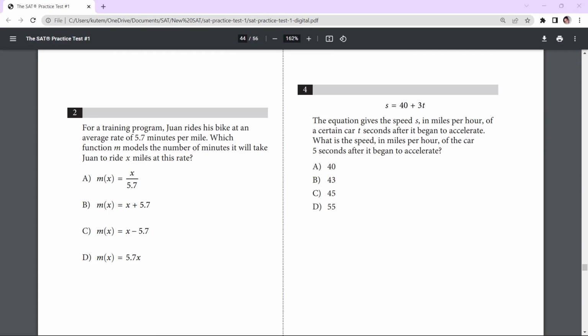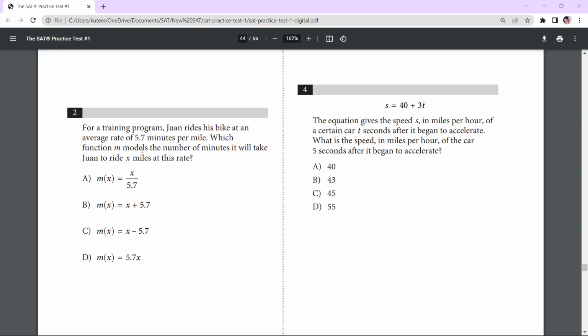So we've been told it's 5.7 minutes per mile. So this is our X. This is our M, right? We said it's our Y per X. And then we're asked which function models the number of minutes it would take one to ride X miles at this rate. So since it's 5.7, sorry? Sorry, X A. I kind of misunderstood something. Sorry, it's A. A, okay. We have an A. Okay, so let's go through.